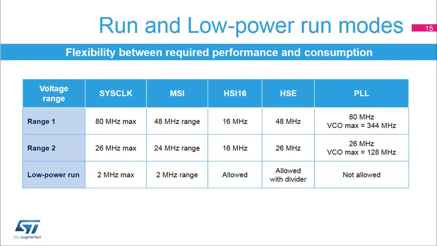In run mode range 1, the system clock is limited to 80 MHz, and the internal and external oscillators and the PLL can be used. In run mode range 2, the system clock is limited to 26 MHz, and the internal and external oscillators, as well as the PLL, can be used, but must be limited to 26 MHz. In low power run mode, the system clock must be limited to 2 MHz.